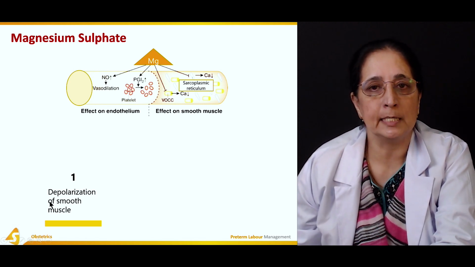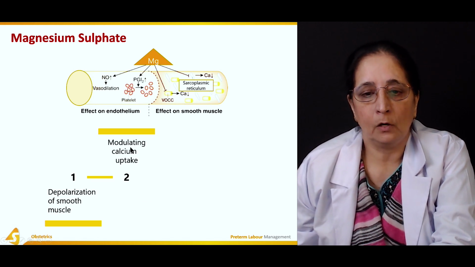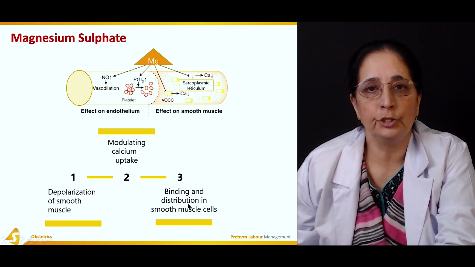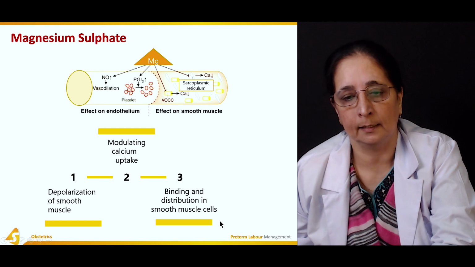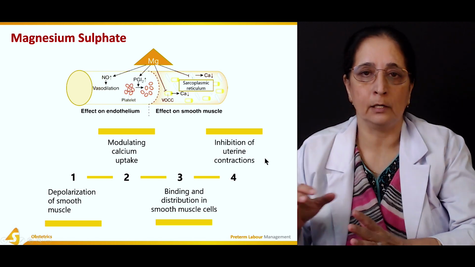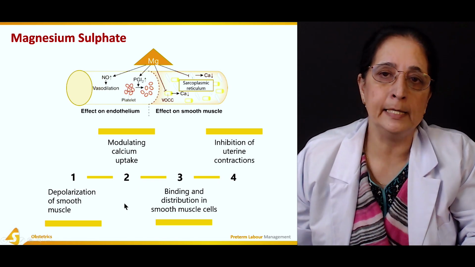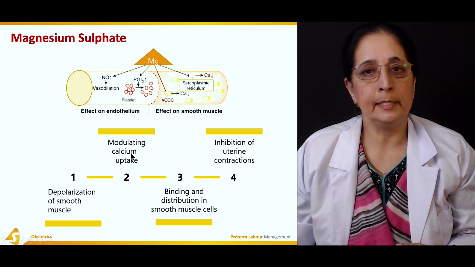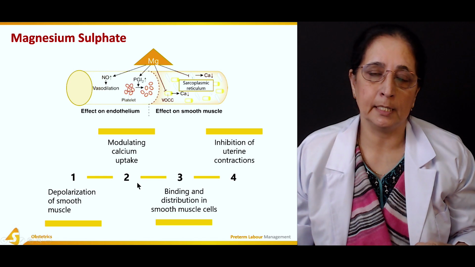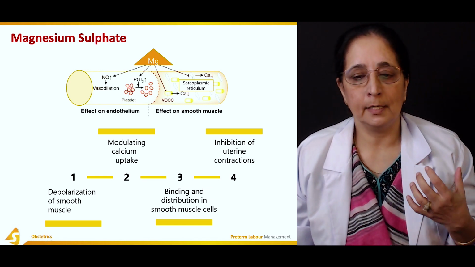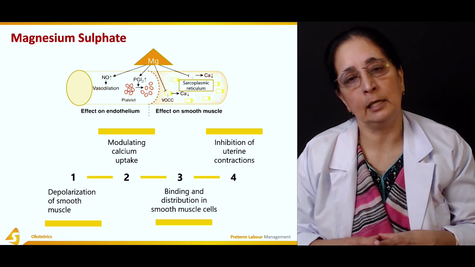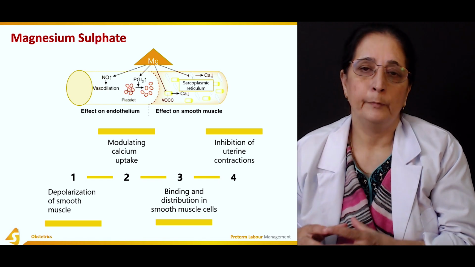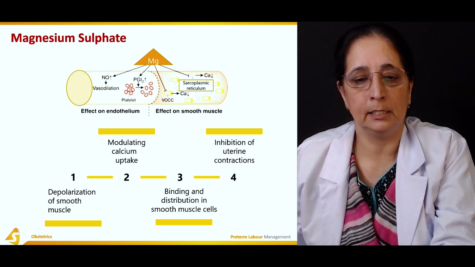First, it causes depolarization of the smooth muscle. Then it modulates the uptake of the calcium. Then binding and distribution of calcium in smooth muscle cells occur, and then it causes inhibition of uterine contraction. So the main function of magnesium sulfate is the depolarization of the smooth muscle and modulating calcium uptake, and once the calcium is taken up by the smooth muscle cells, there is binding and distribution of calcium, and this can lead to a decrease in the contraction of the uterine muscle because of the decreased availability of the calcium.